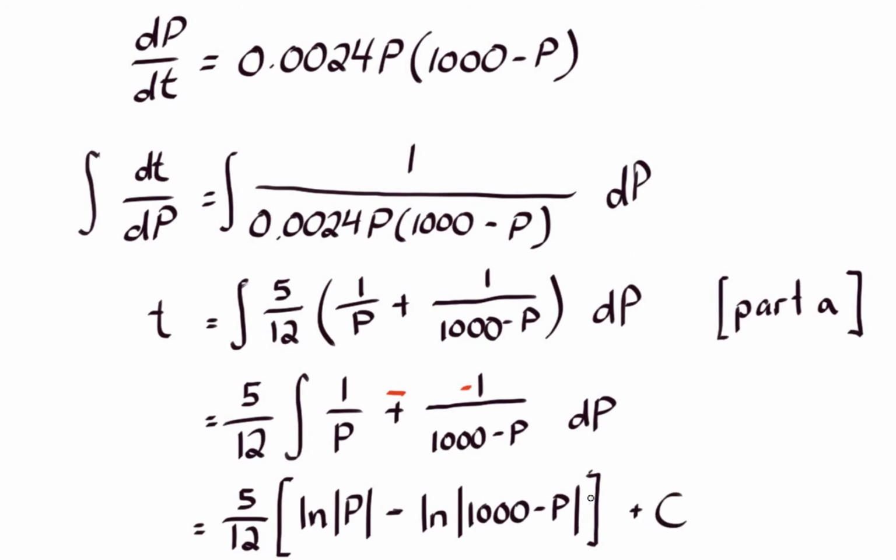Now remember, whether you put the plus c in the brackets or outside the brackets doesn't really matter, okay? Because even if we had it inside the brackets and we did 5/12 times that constant, that's still just some constant.